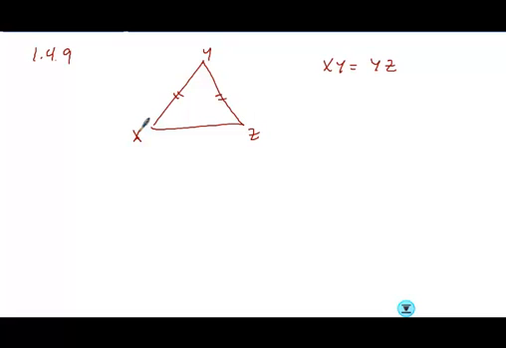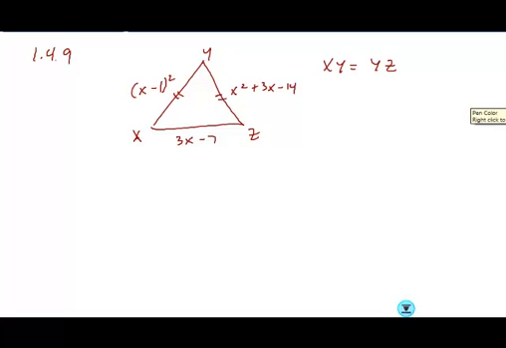And then if I plug in the expressions for each of these, XY is given with the expression (x minus 1) squared. YZ is given as the expression x squared plus 3x minus 14. And then ZX is given with the expression 3x minus 7. And we want to find all three of these lengths.